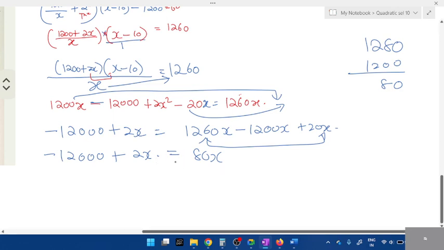Now let us arrange in terms of ax square plus bx plus c. Okay, take 80x to the left hand side. 2x square should be first. If I rearrange, 2x square is already positive. 80x goes to the other side, minus 80x minus 12,000.